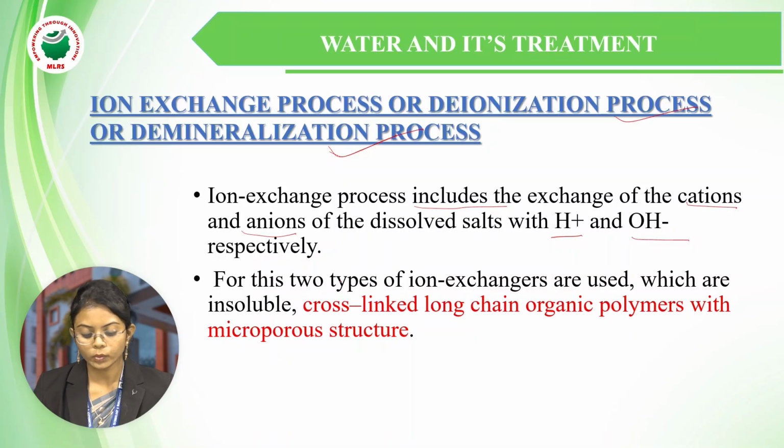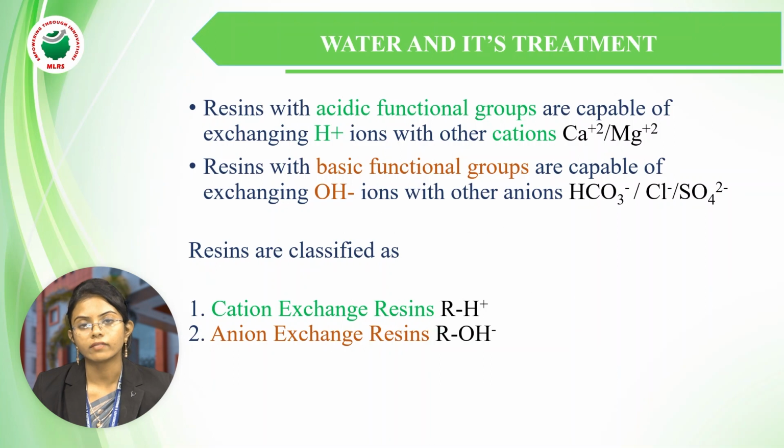So for these two types of ion exchanges, to exchange the anions we are going to use an anion exchanger, and to exchange the cations, we are going to use a cation exchanger chamber. We are going to have two chambers. In one chamber, anions will be getting exchanged, and in the other chamber, cations will be getting exchanged. These are mostly insoluble and cross-linked long-chain organic polymers with a microporous structure. So we are going to have resins.